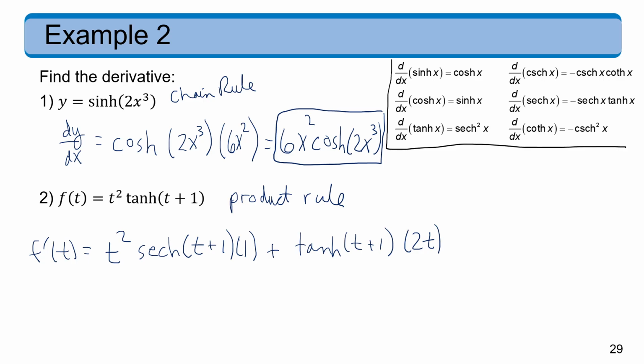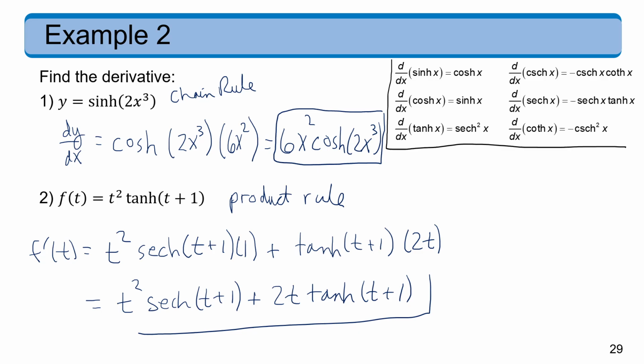Now that one, just like before, would look better if we put the 2t in front of the hyperbolic tangent. So let's do a simplification. t squared times hyperbolic secant of t plus 1, and we can leave off this times 1. And then on the second term, plus 2t hyperbolic tangent of t plus 1, and that's our formula.